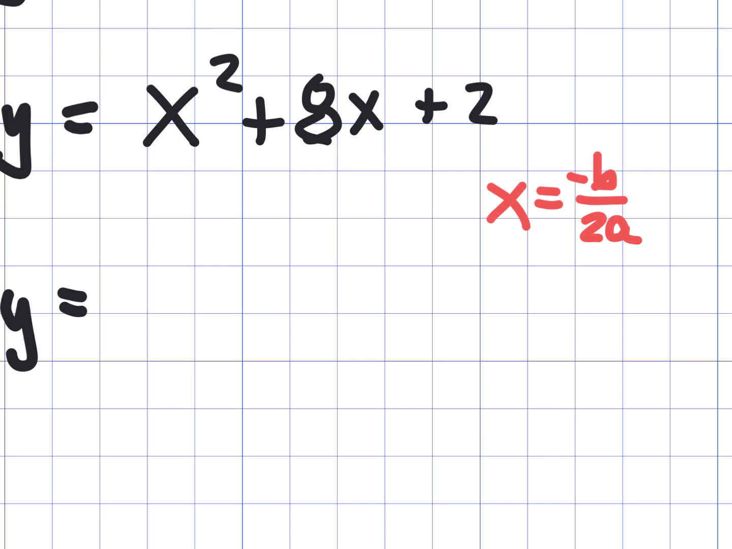X equals negative b over 2a is used to find the vertex, and we haven't done that yet. So this has got an a, this has got a b, and this has got a c. The other equation didn't. The other equation did have an a value.